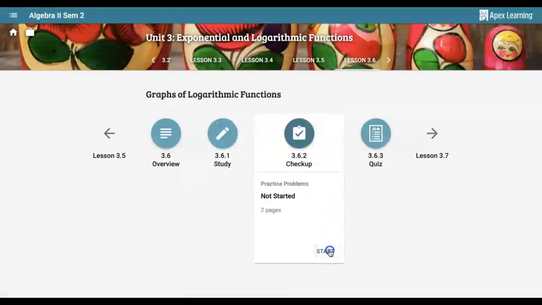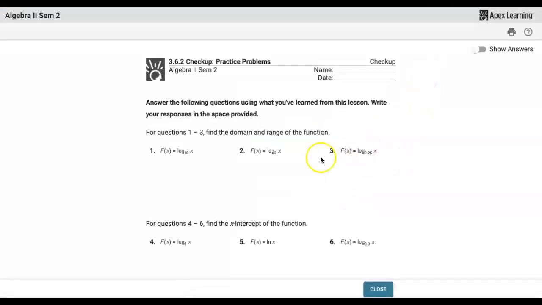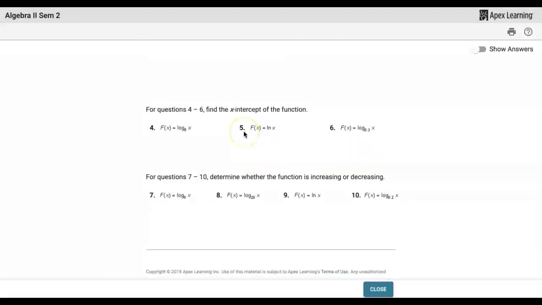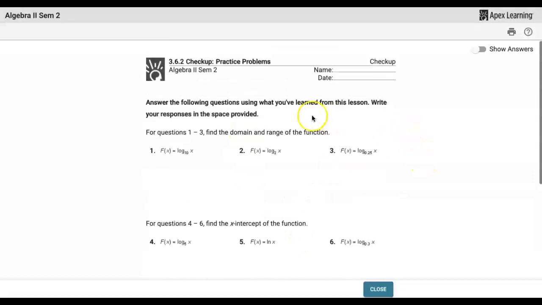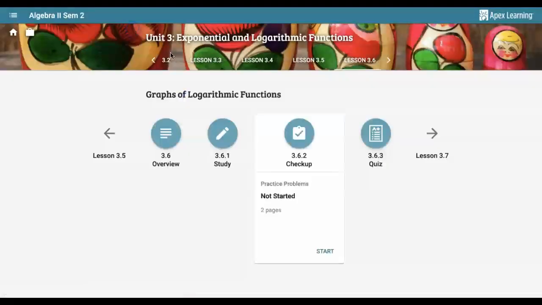All right, then finally here for our checkup. So looking at this here, it's going to be a lot of questions asking you about the characteristics of the different graphs here. So finding the domain and range with our different graphs. Is there changes? Is there not? All right, what happens to the x-intercept? Is the function increasing or decreasing, right? So again, just being able to look at equations and identify some basic characteristics here. That's going to be the key.